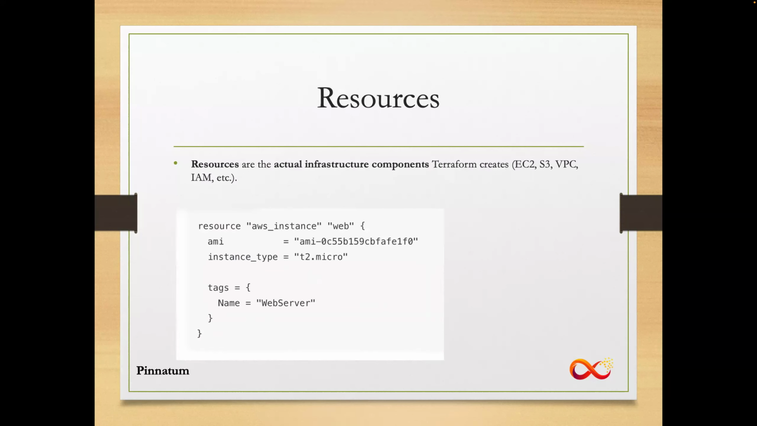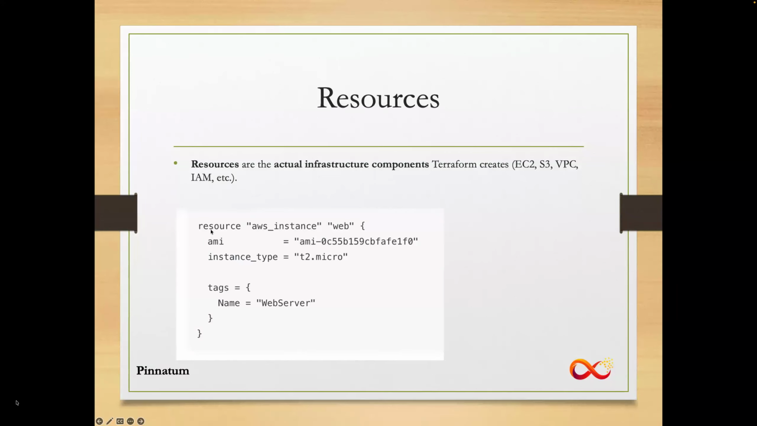The next one is resources. This is the most important one. Terraform supports two methods: one is resource and the other is data. A resource says what exact infrastructure component is to be created. If you look at the example here, it says resource aws_instance, which means it's going to create an EC2 instance. And this is just a unique name for this block.